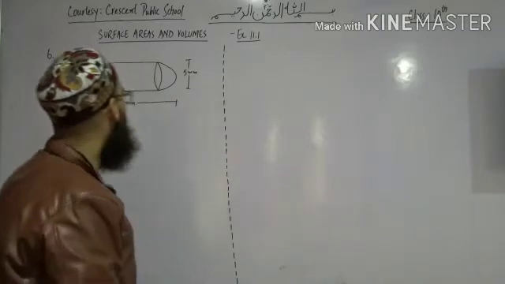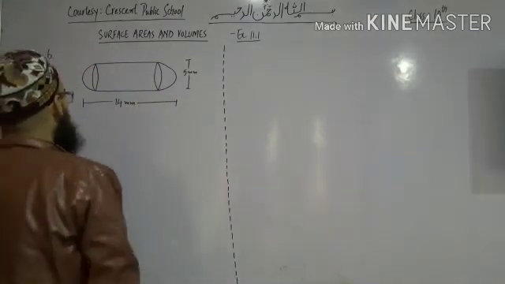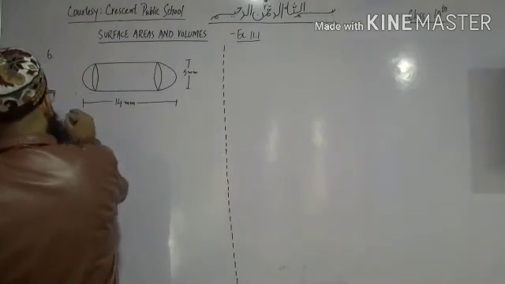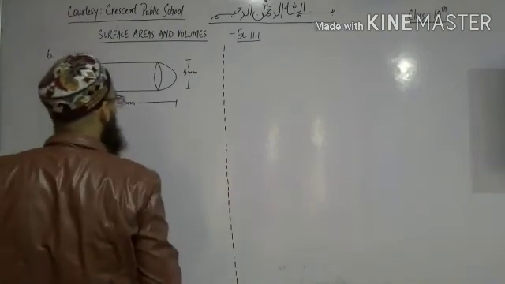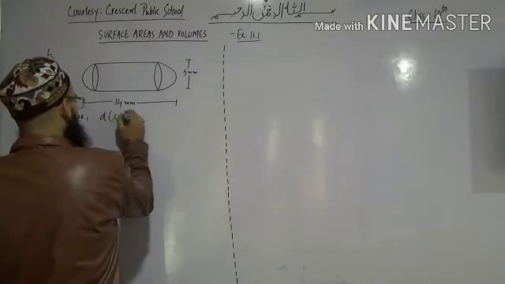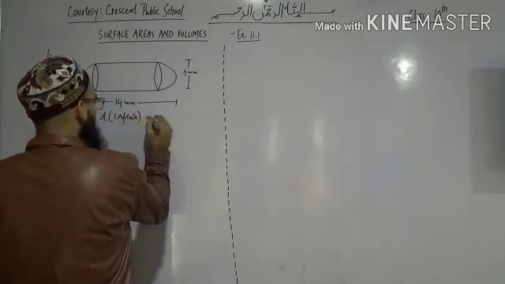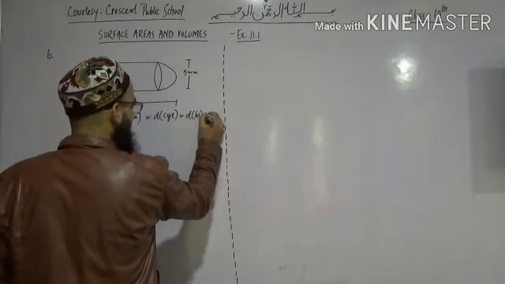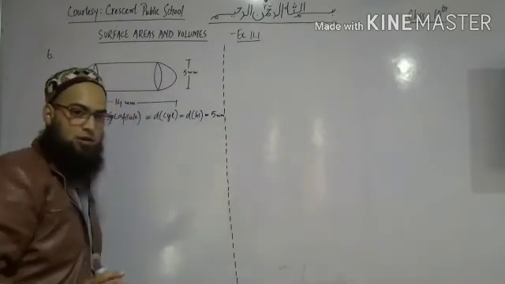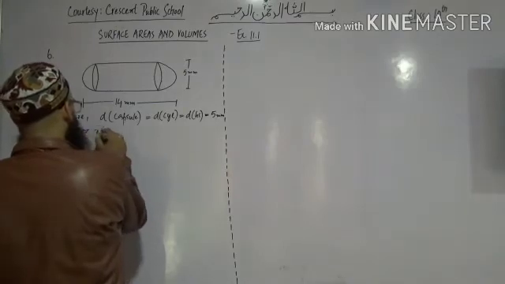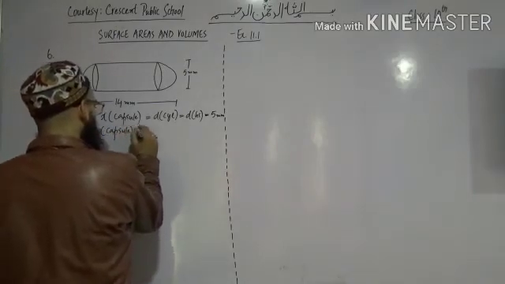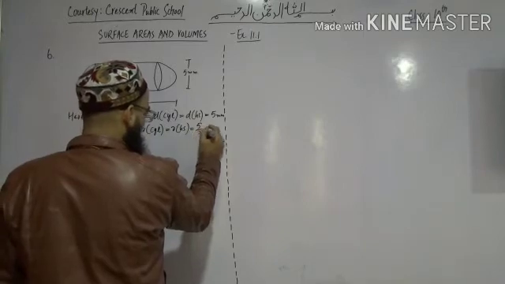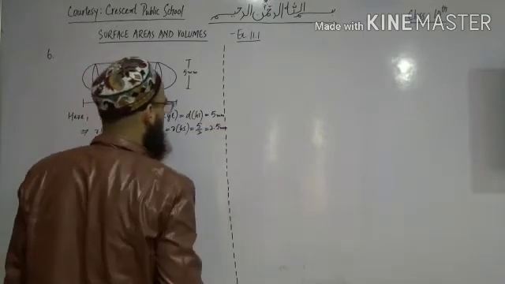Find its surface area. You need to find the surface area of this capsule. Now what you are going to do, see, first of all, I can say one thing: diameter of capsule is equal to diameter of cylinder is equal to diameter of hemisphere, and that is equal to 5 millimeter. You got it? Which implies that radius of capsule will be equal to radius of cylinder, will be equal to radius of hemisphere, and that will be equal to 5 by 2, and that's 2.5 millimeter.